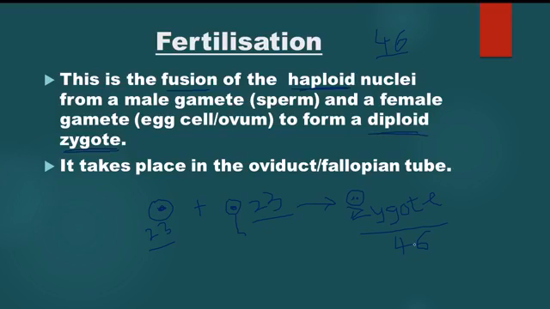So that is the meaning of fertilization: the fusion of the haploid nucleus from the male gamete and a haploid nucleus from a female gamete to form a diploid zygote. The process of fertilization, as we have seen, takes place in the oviduct or the fallopian tube. I hope that is clear with you.